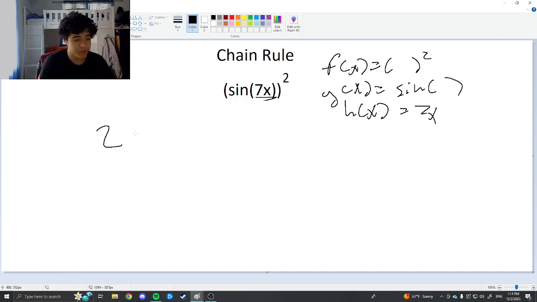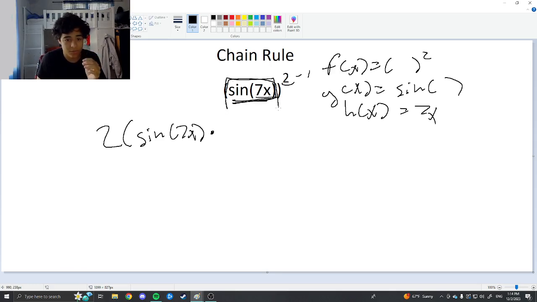So we have 2, and we keep the inside the same, we don't touch it. So we have sine 7x, and the 2 goes away because 2 minus 1 is power 1, right? So we don't have to write that. Times, and then we have to derive the inside of this, right?